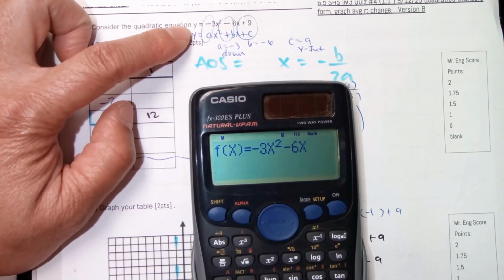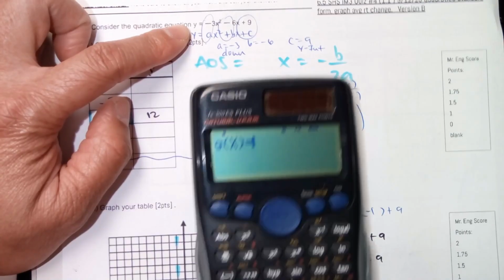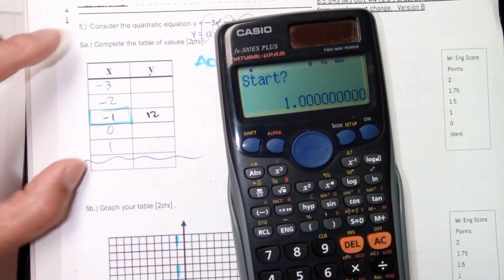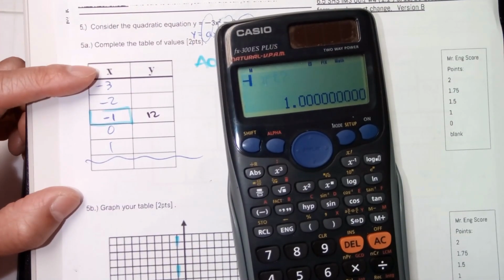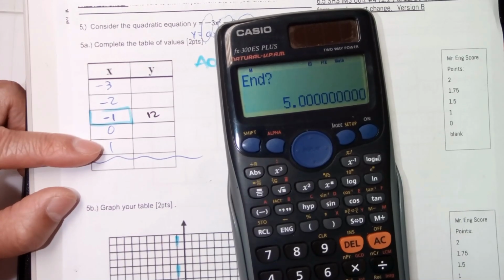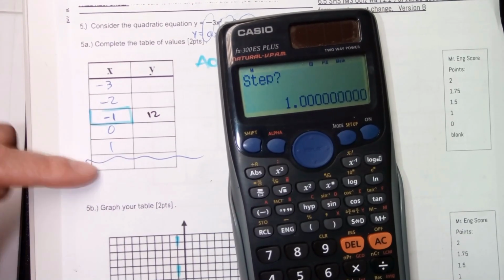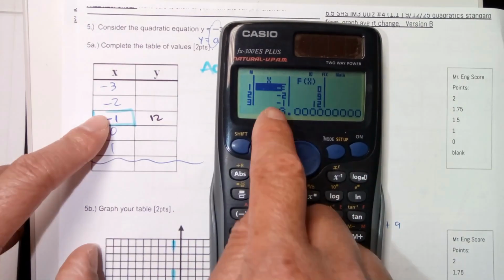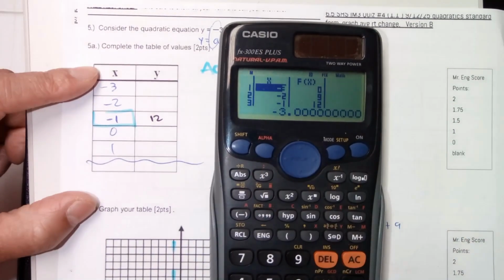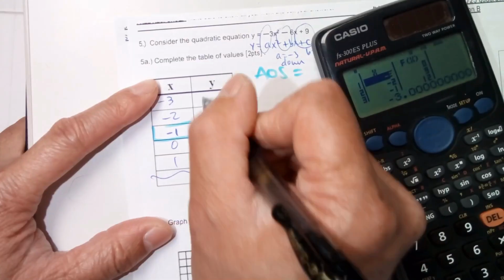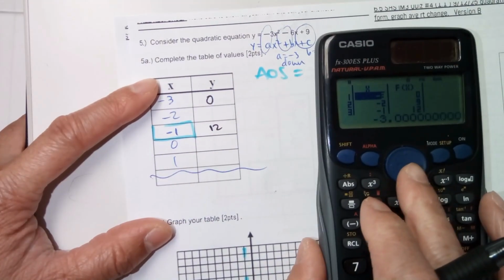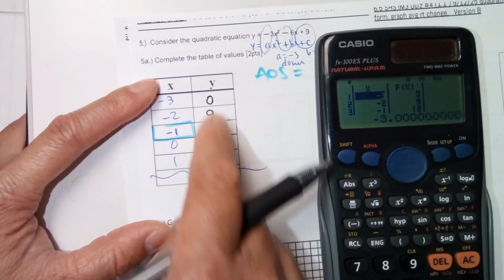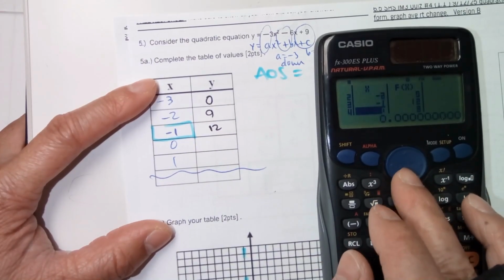Smallest number here is -3. Biggest number is 1. You're already counting by ones, and then this is our answers. So there's the one I wanted, -1, 12. -3, 0. So just copy it down now. -2, 9. These will be symmetrical, so that value should be the same. And then 1, 0.